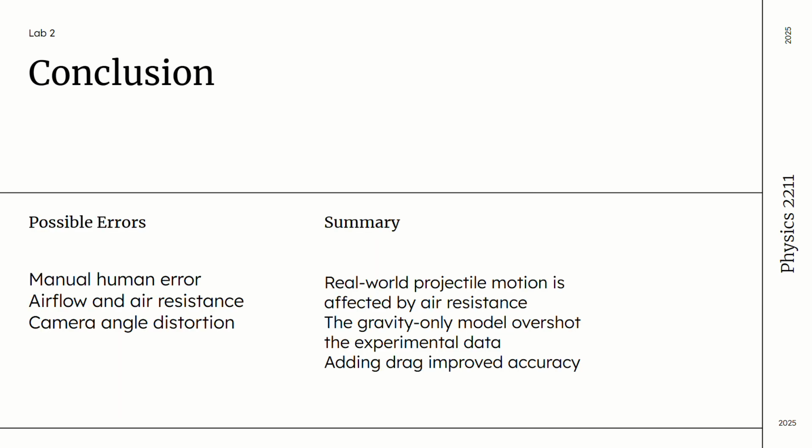So possible errors included manual human error when I was actually tracking it in Tracker, and then obviously there's airflow and air resistance, which even when we changed the B value in the simulation didn't change the graphs or anything. And then also camera angle distortions. And so the summary is real-world projectile motion is affected by air resistance, and the gravity-only model overshot the experimental data, and adding drag improved accuracy.